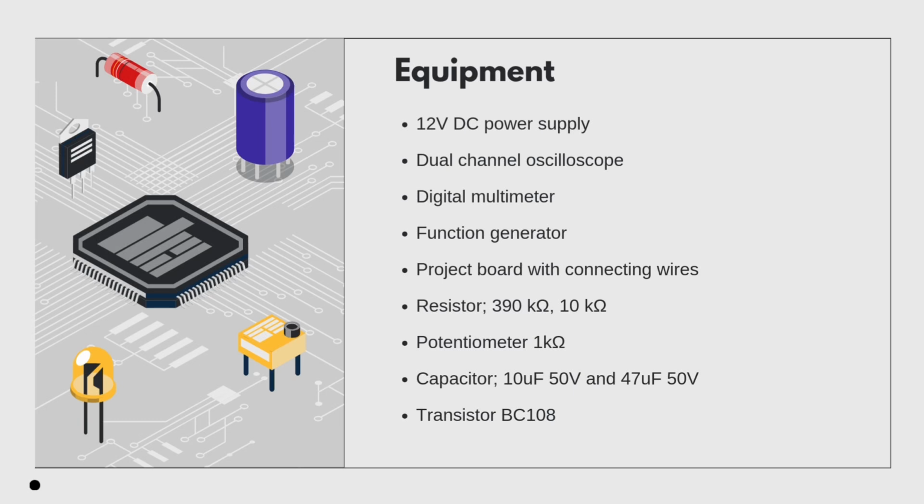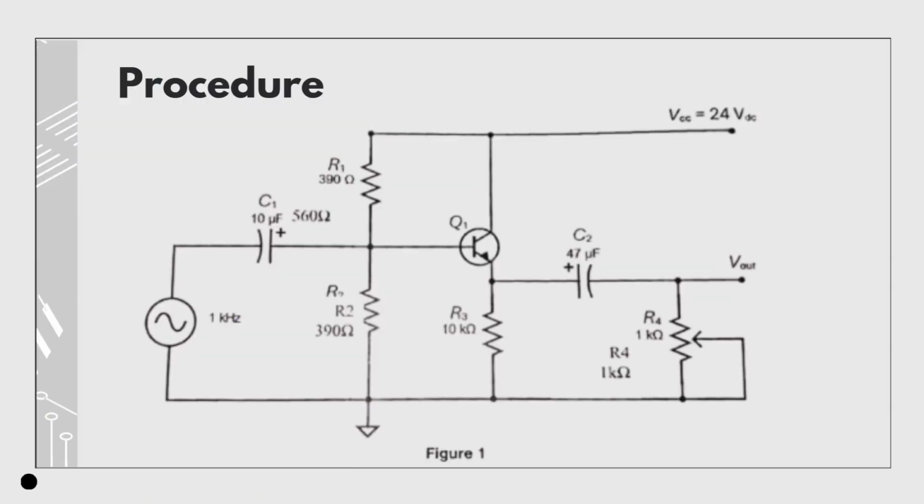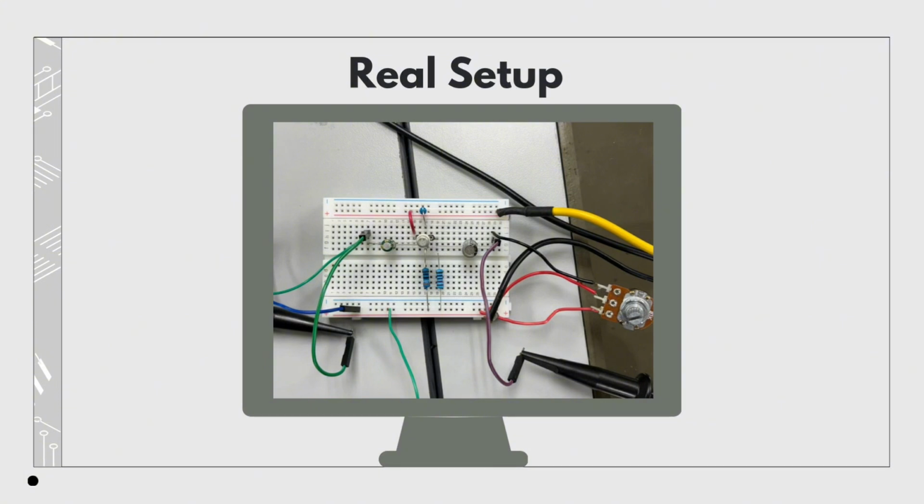For this experiment, the equipment needed is a 12 V DC power supply, dual channel oscilloscope, a digital multimeter, function generator, project board with connecting wires, 390 kilo ohm resistor and 10 kilo ohm resistor. Also, we need a potentiometer of 1 kilo ohm, 10 μF capacitor and 47 μF capacitor with transistor BC108. This is the circuit diagram that we need to set up. And this is the real setup based on that circuit diagram.